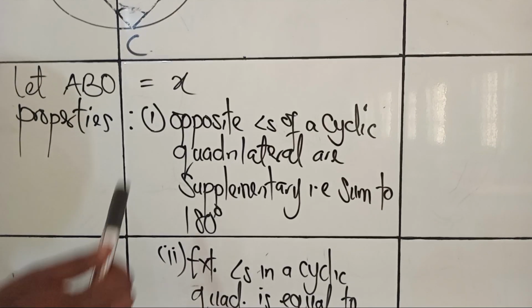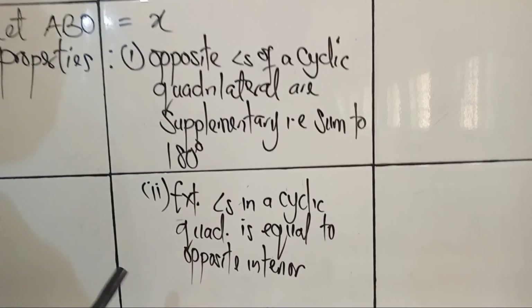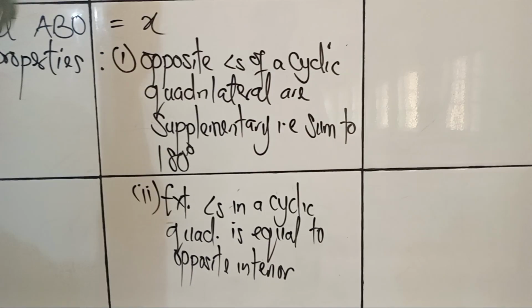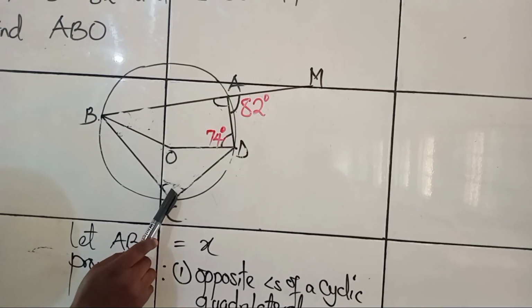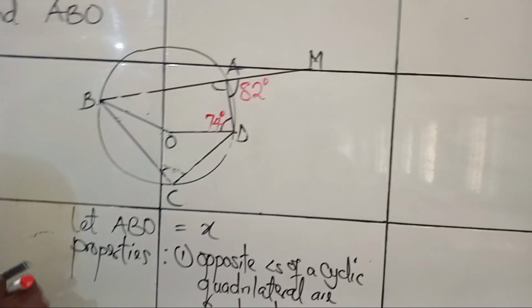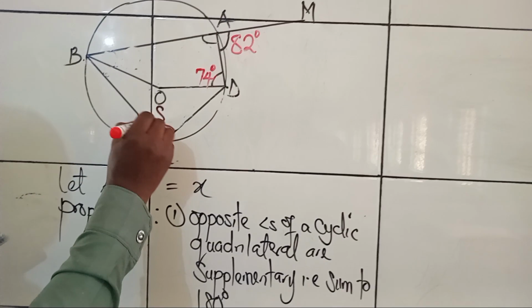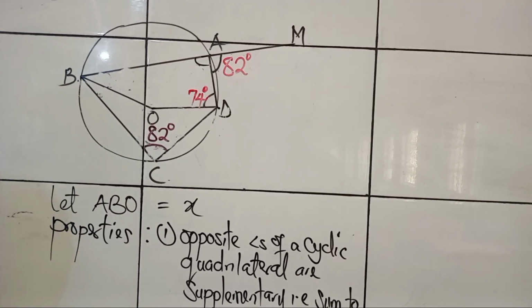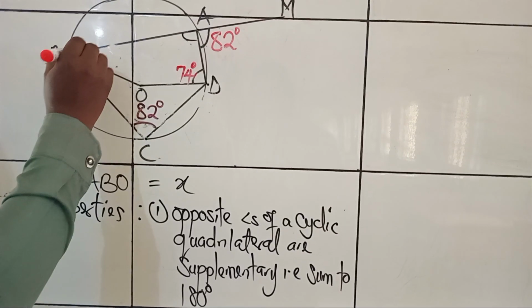Another property says the exterior angle, that means the angle outside the circle, is the same as the opposite interior angle. So in this case, C is opposite A, so the exterior angle at A is equal to the interior angle at C, right? So we can conclude based on the second property that this angle will be 82 degrees. So let ABO equal X. That's what we're asked to find.